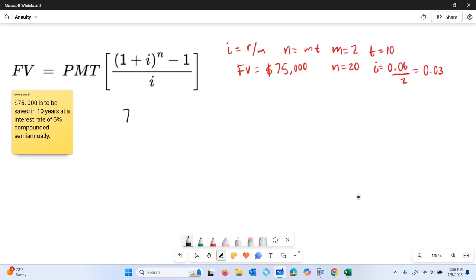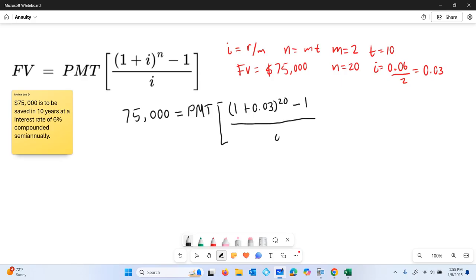So what that would mean is that when we set up our question, we have that 75,000 is going to be equal to the unknown payment multiplied by 1 plus 0.03 raised to the 20, minus 1, divided by 0.03. Well, we don't want to use I, so we'll just use 0.03 and then close this. Now notice that in order to solve for the payment, we have to multiply by the reciprocal.